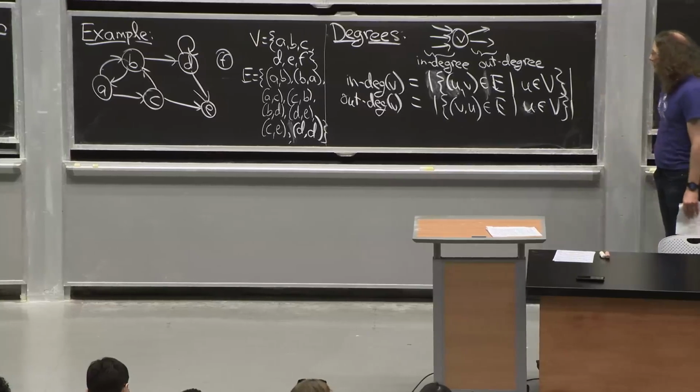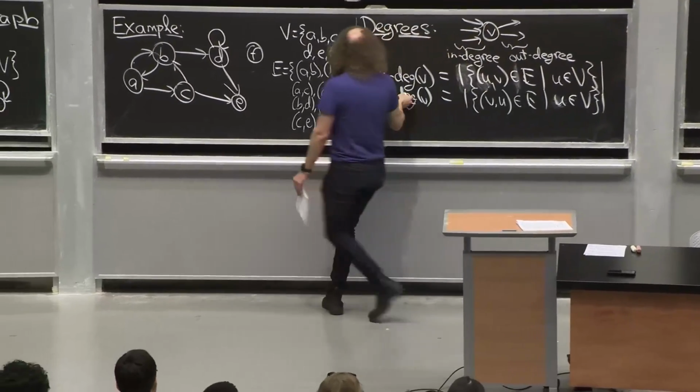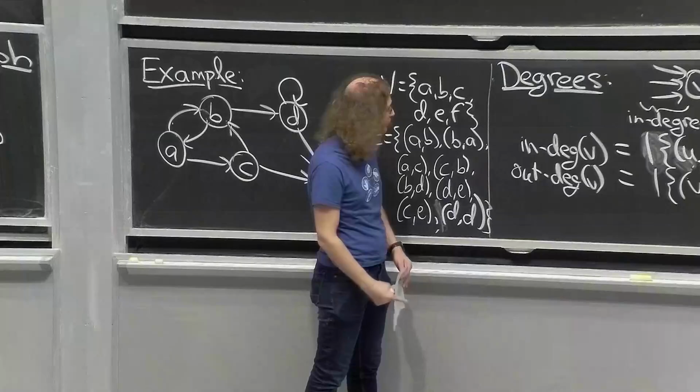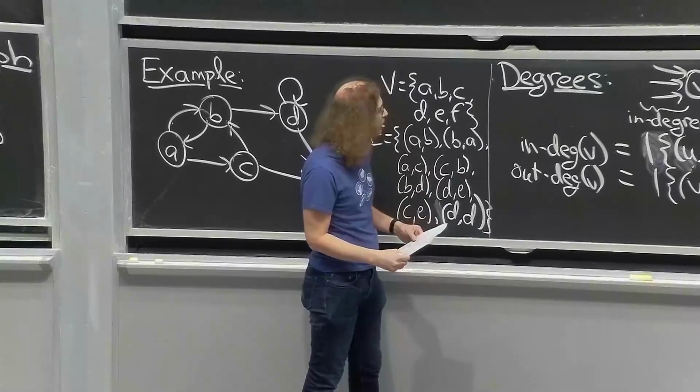Before we only had one type of edge, so there was only one notion. Sometimes these are called degree plus and degree minus, or degree sub in, sub out. I can never remember which is plus and which is minus, so I always write in degree and out degree. You can choose your own adventure.